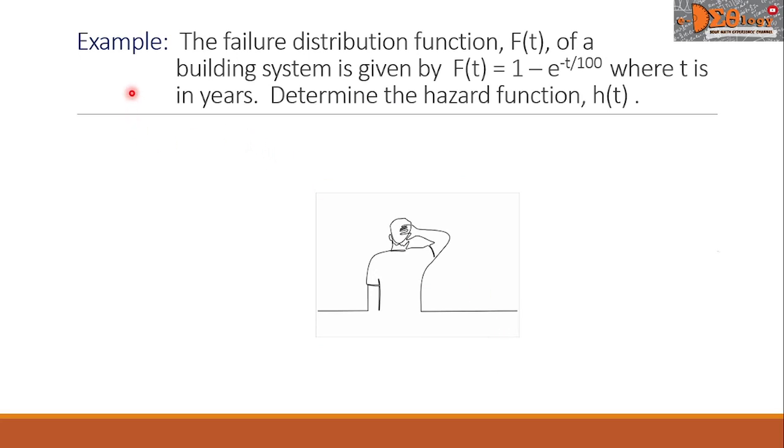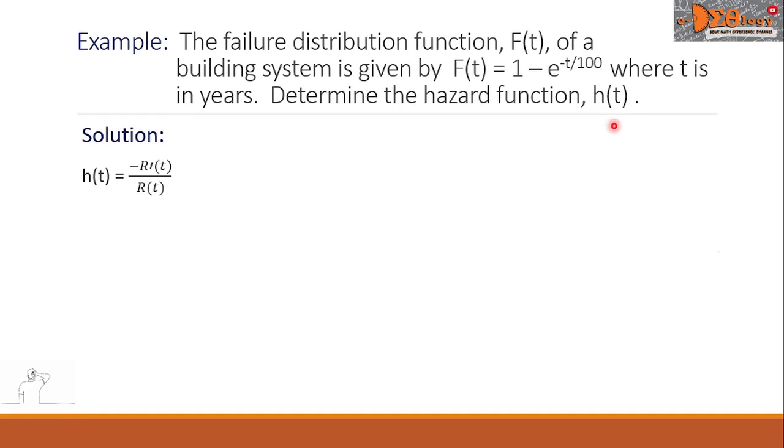Let us see this example. The failure distribution function, or capital F of t, of a building system is given by capital F of t equals 1 minus e raised to negative t over 100, where t is in years. Determine the hazard function h of t. Our formula for h of t is equal to the negative of R prime of t over R of t.